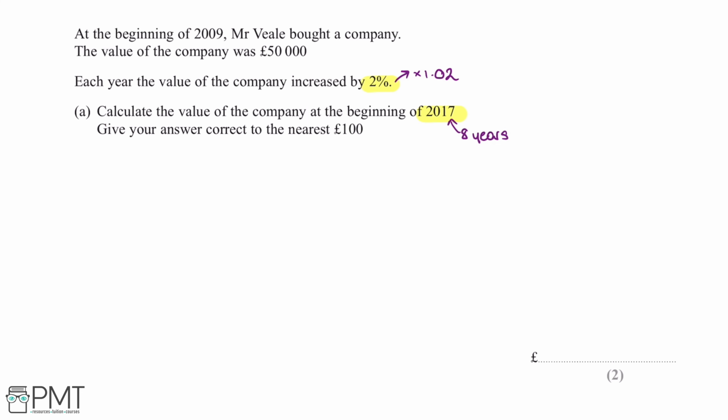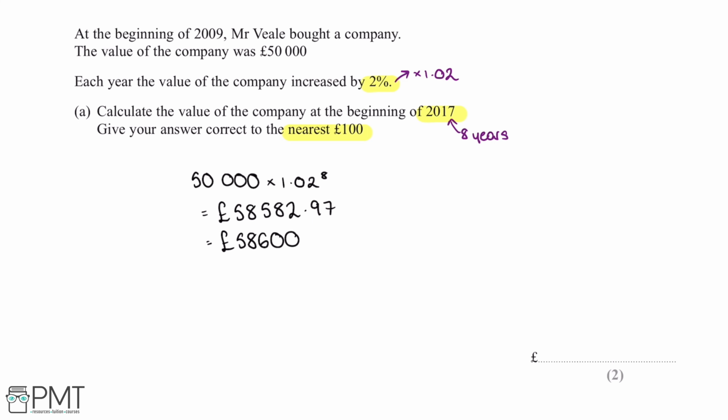So an easier way of writing this is 50,000, which is the original value of the company, times 1.02 to the power of 8. And this is the equivalent of multiplying 50,000 by 1.02 8 times. And this will give us a value of £58,582.97. However, we want our answer correct to the nearest 100, so we can round this up to 58,600. And this is our final answer.